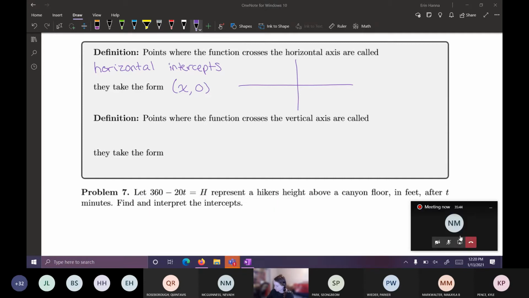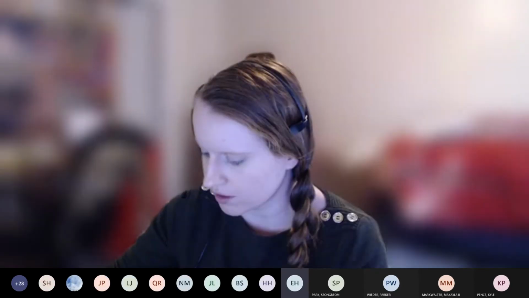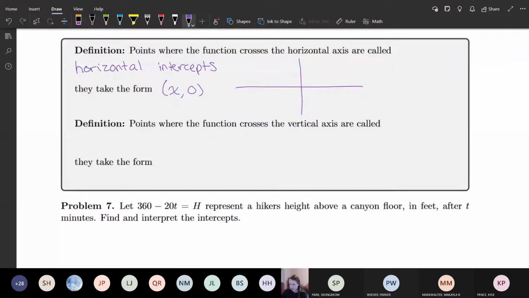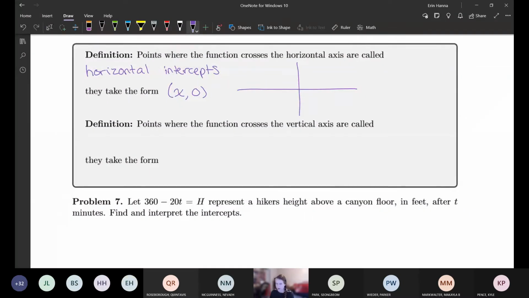I feel like that wording is, I don't know. Are you saying that you can't see what I'm writing? Can you see it now?